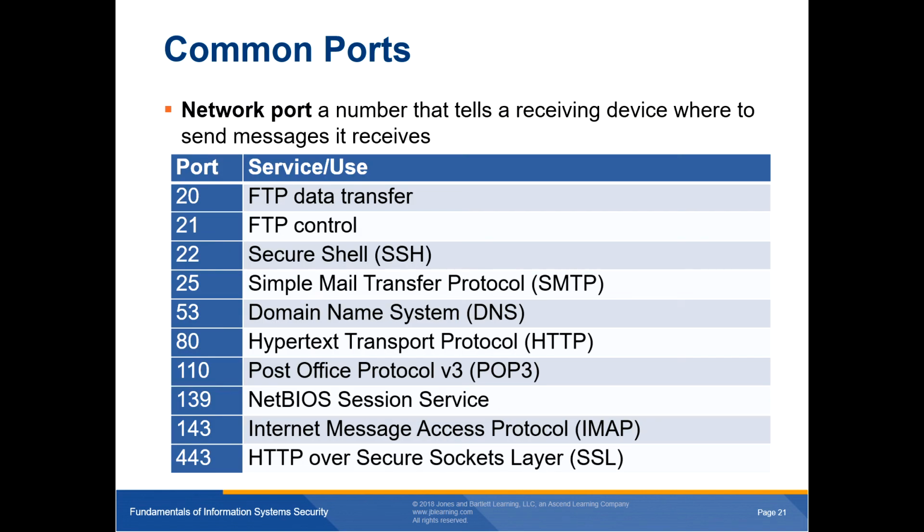Some of the common ports, again, I mentioned some of them before. Here you have 22, which is secure shell. 110 is the post office protocol version 3, POP3. 139 is NetBIOS session service. 143 is internet message access protocol, IMAP, which allows us to have our email folders from one email provider and actually see them on two different devices. IMAP allows that. And then HTTP over secure sockets layer, HTTPS, is 443.